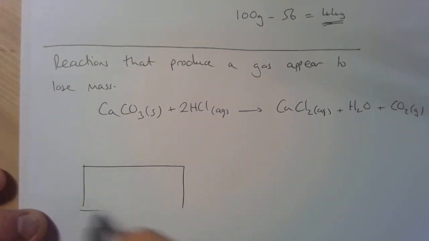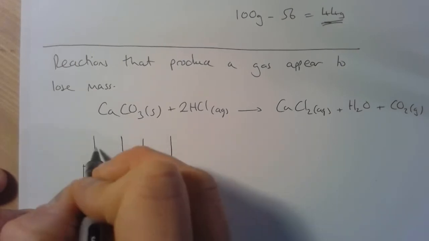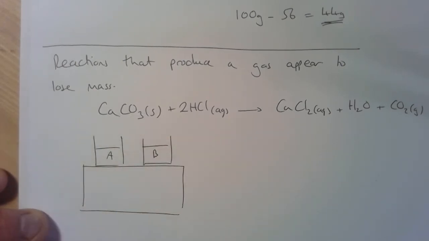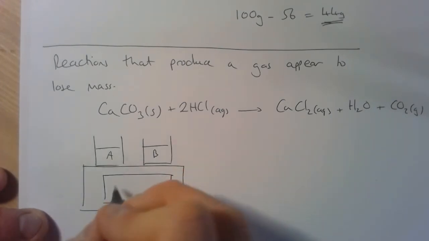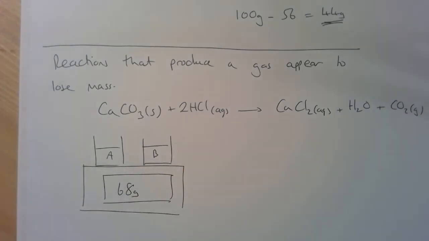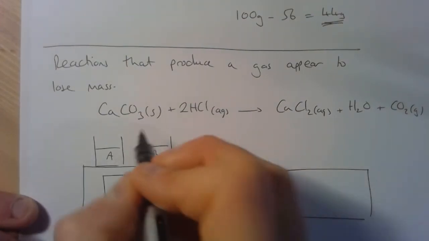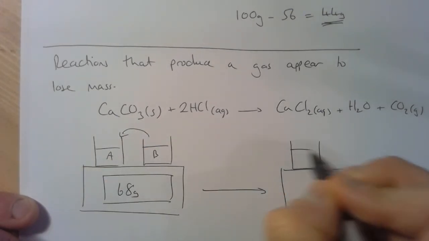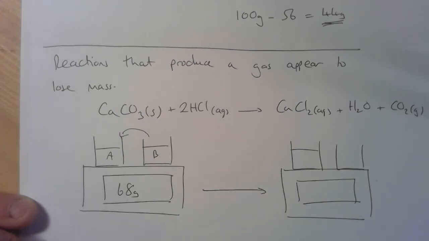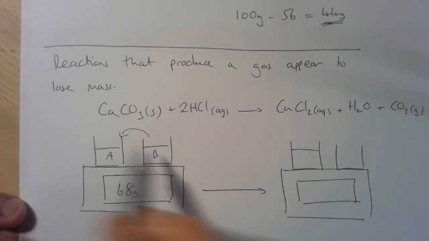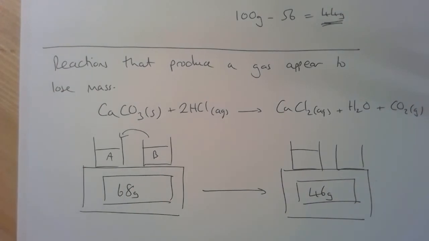Now, if we were to look at the same thing we did last time, so we've got reactant A and reactant B, this would be A, this would be B, and we put them on the balance before the reaction, we would find out that these two, just for an example, might weigh 68 grams. Now, once the reaction has been carried out, so we tip the reactants in together, we would find in this case, if we had 68 grams of the total mass of the reactants, that the products only have a mass of 46 grams. And it appears that the reaction has lost mass, that it doesn't obey the law of conservation of mass.